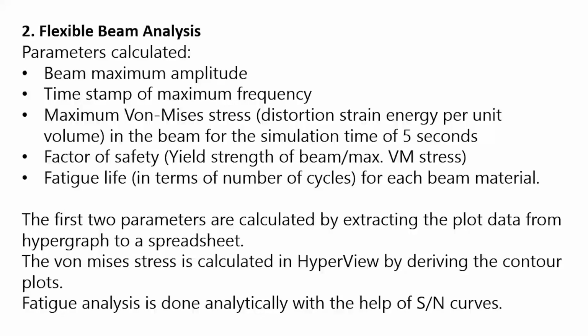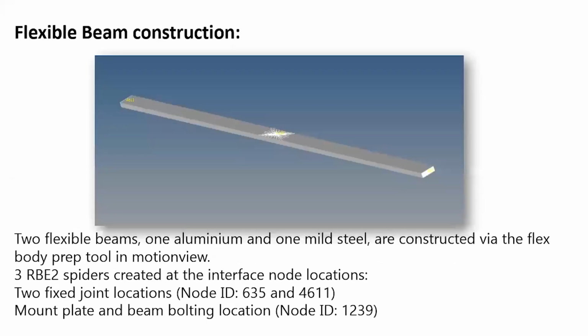Coming back to the rest of the results, the von Mises stress has been calculated in HyperView by using the contour plots feature, and fatigue analysis is done analytically with the help of SN curves. Coming to the flexible beam construction, as you can see, it's a beam made with the help of flex body prep, and two beams have been made, one aluminum and one mild steel.